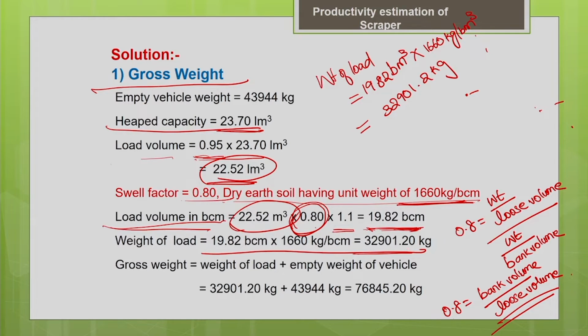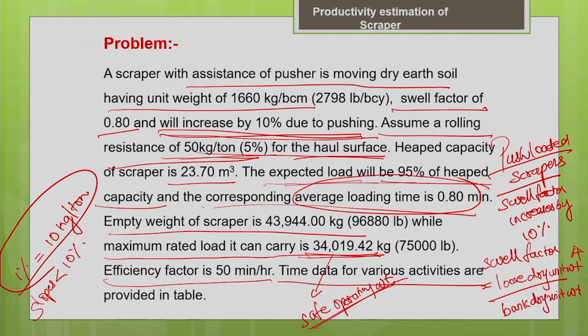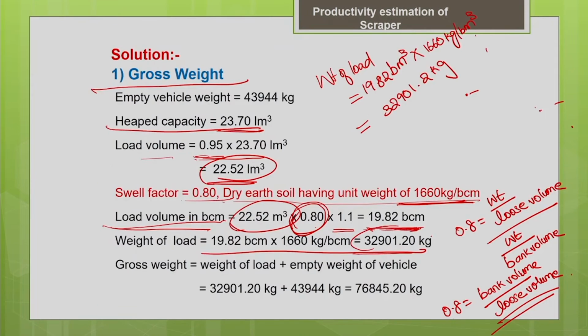32,901.2 kg. So, let me check what is the safe operating weight of the machine as given in the question. It will be given by the manufacturer. So, the maximum rated load it can carry is 34,019.42. So, this is within the safe operating weight of the machine.